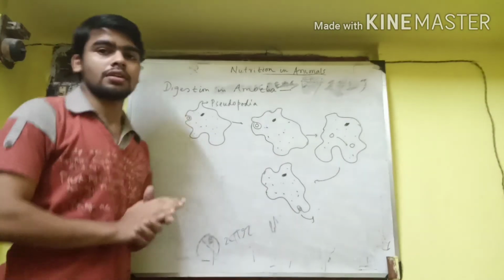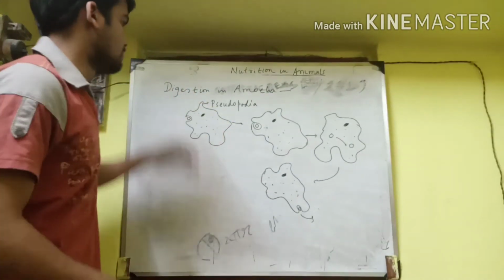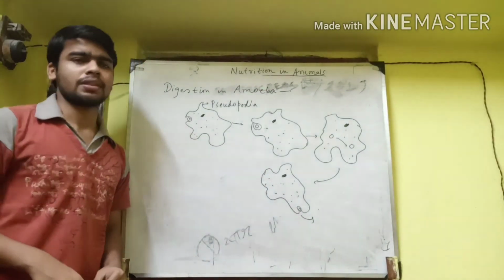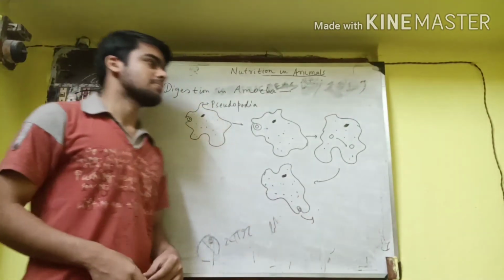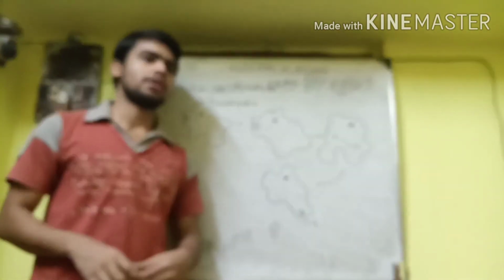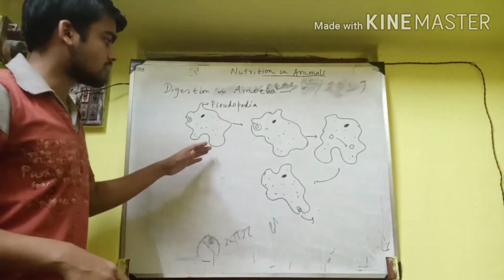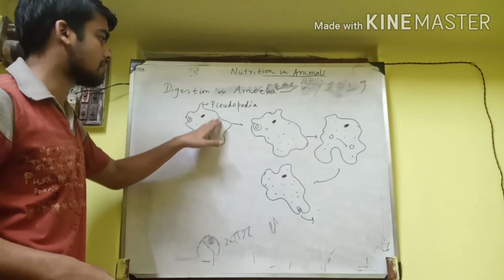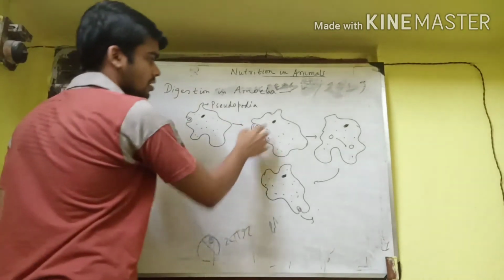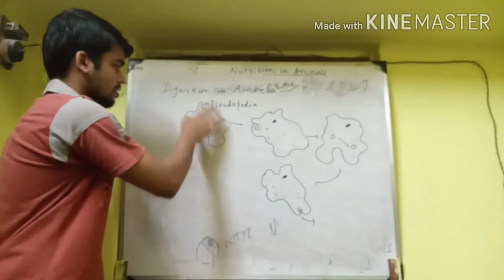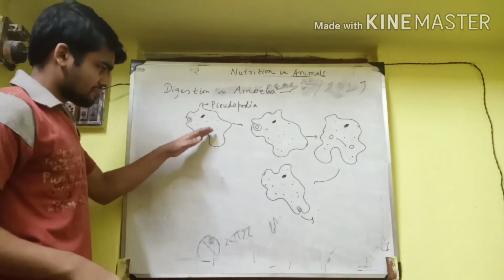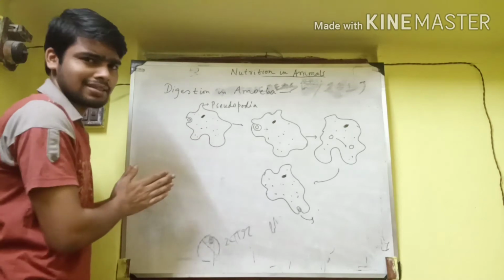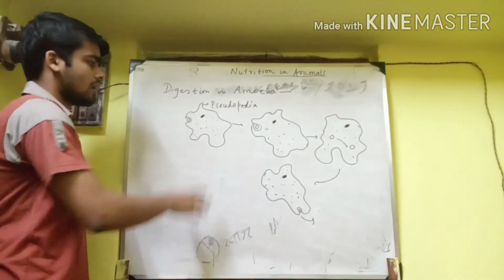So we're coming to the very next topic. That is basically the last topic of this chapter: the digestion in amoeba. So what is amoeba? Amoeba is basically a single celled microorganism. They have only one cell, and these are the cell membrane, and this is the nucleus of the cell, and the liquid present inside the cell membrane, inside the cell, is called the cytoplasm.